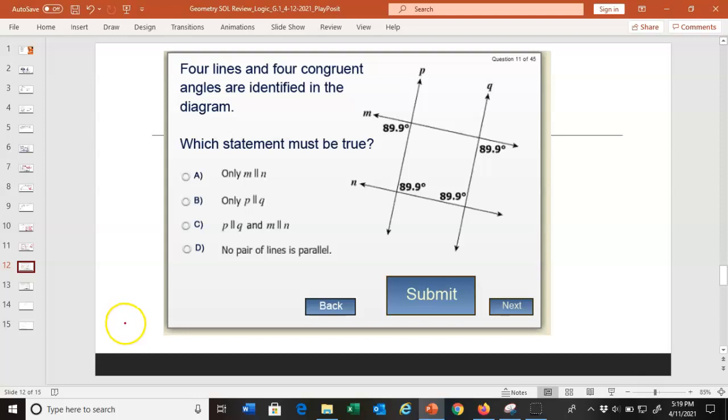All right, four lines and four congruent angles are identified in the diagram. Which statement must be true? So ones like these, I don't know about you guys.